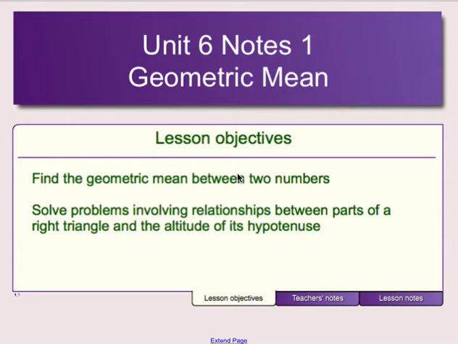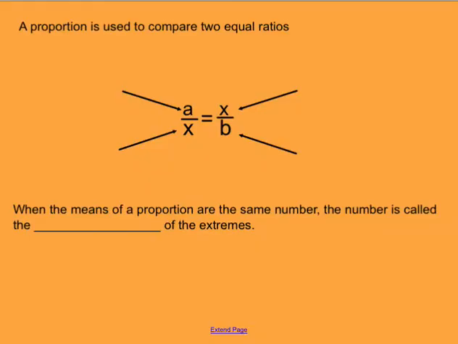Okay. Hey ladies and gentlemen, this is Miss Humbert here, and today I'm going to be doing Unit 6, Notes 1, talking about the geometric mean. So we're going to learn how to find the geometric mean between two numbers, and we're going to go about doing this by using what we learned with similar triangles. So let's take a look at what a geometric mean is.